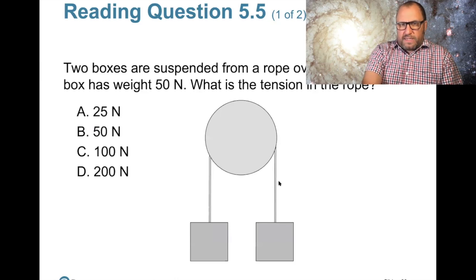Okay, so let's take a look at this. Two boxes are suspended from a rope over a pulley. Each box has a weight of 50 newtons. What is the tension in the rope? All right, so if the boxes are the same, two boxes are suspended in a rope, each box has a weight of 50 newtons.